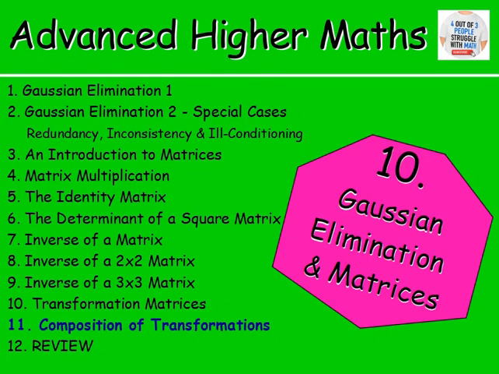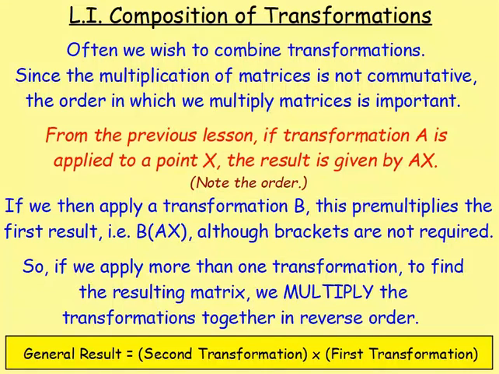Finally, we looked at a composition of transformations. What is all that about? Well, that's when you want to combine some of your transformations. However, remember when you multiply matrices together, the order is important. Matrix A times matrix B is not the same result as matrix B times matrix A a lot of the time. So the order is very important.